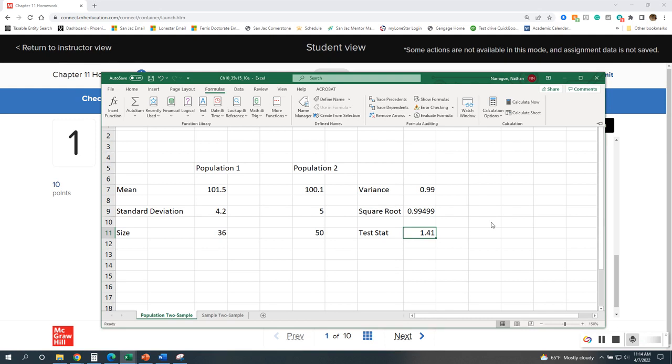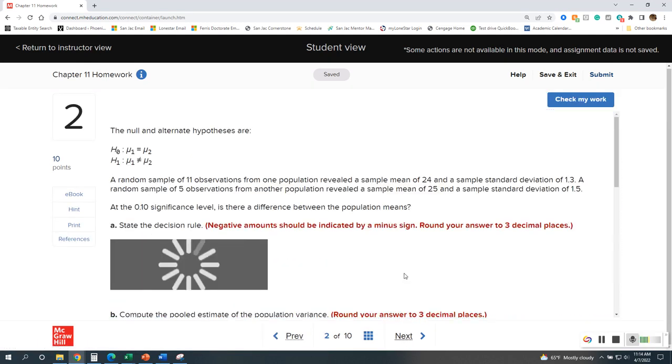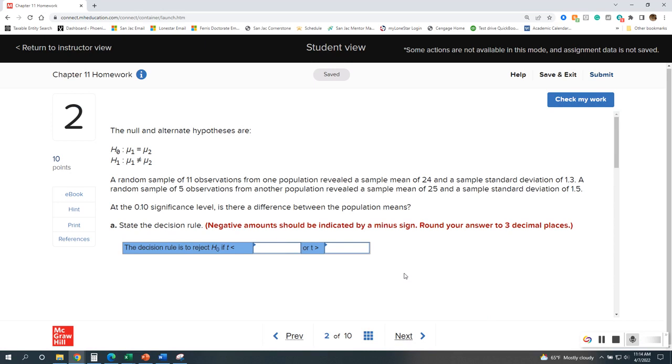So now, let's go ahead and go to question 2 and see what fun we get to have. And you're like going, yeah, it's not going to be fun. Nah, it's going to be fun. It's always fun. Alright, so we already know we got a two-tail.